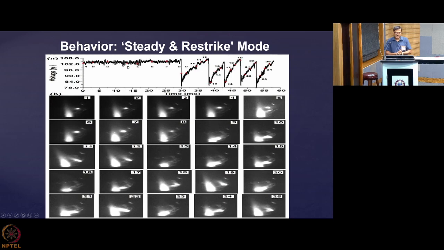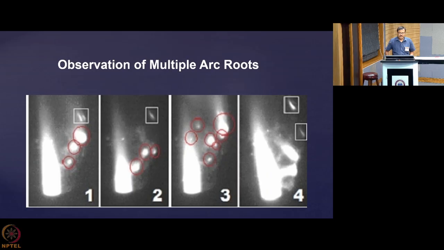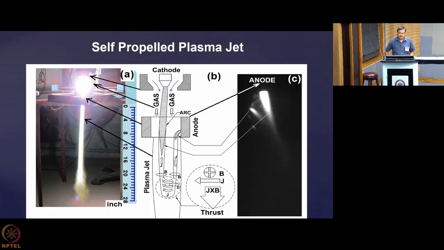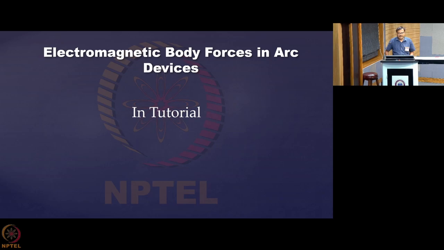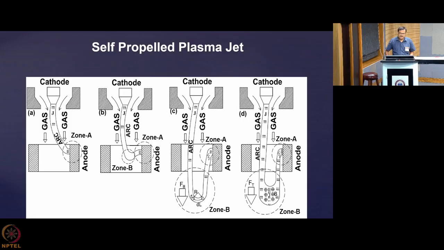So what we are finding is that there are 3 types of modes of operation of arc devices. One is the steady mode, where the voltage remains more or less steady. One is the takeover or oscillatory mode, where the arc voltage oscillates in a very regular fashion. And the third one is called restrike mode, where a sawtooth kind of behavior is observed in the arc voltage. We will be discussing various forces that can operate in these arc plasma devices, the electromagnetic body forces. We will go into detail in the tutorials that will be coming up.